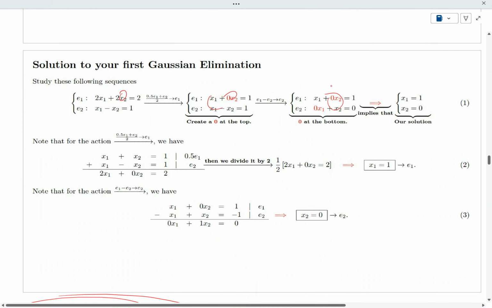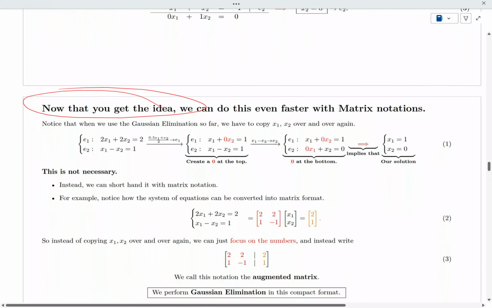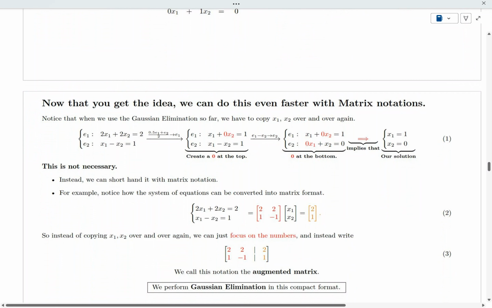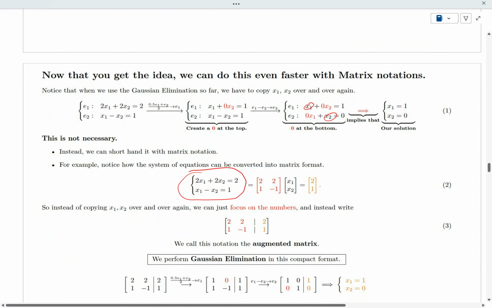x1, x2, x1, x2 every time, it gets really cumbersome because we're just repeating the same thing. So notice that when we do Gaussian elimination, maybe we can just get rid of this. Instead, we can write a shorthand. Notice that this system of equations can be written as a matrix-vector multiplication equal to 2, 1. This means that all we really care about is the numbers. We don't really care about x1 and x2 because why do we need to copy them over and over again?